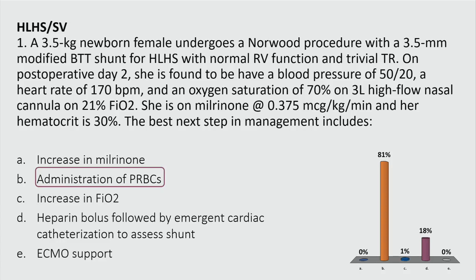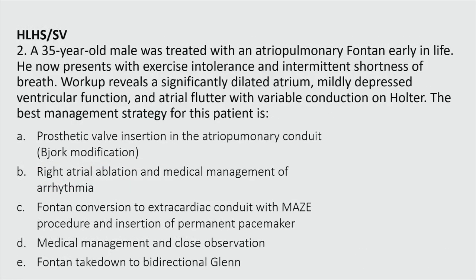They did. Good. The 35-year-old male was treated with an atrial Fontan early in life, really early. He now represents with exercise intolerance and intermittent shortness of breath. Workup reveals a significantly dilated atrium, mildly depressed ventricular function, and atrial flutter with variable conduction on Holter.